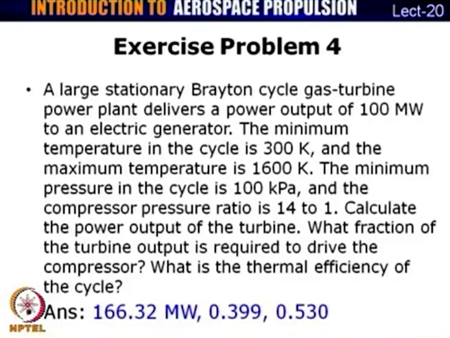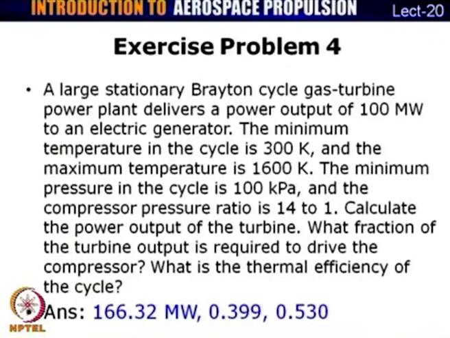And the last problem is on a Brayton cycle. A large stationary Brayton cycle gas turbine power plant delivers a power output of 100 megawatts to an electric generator. The minimum temperature of the cycle is 300 Kelvin and the maximum temperature is 1600 Kelvin. The minimum cycle pressure is 100 kilopascal and the compressor pressure ratio is 14:1. Calculate the power output of the turbine, what fraction of the turbine output is required to drive the compressor, and what is the thermal efficiency of the cycle.